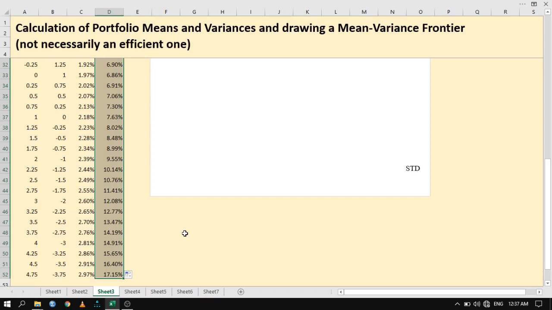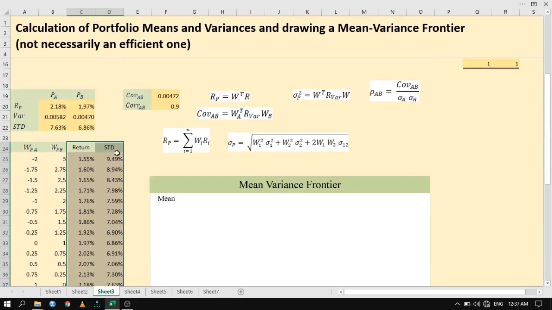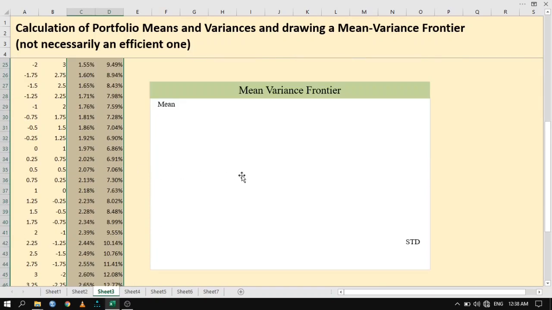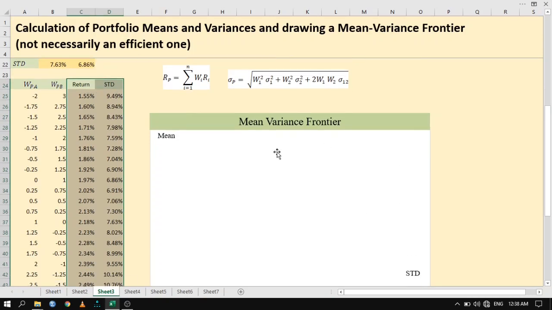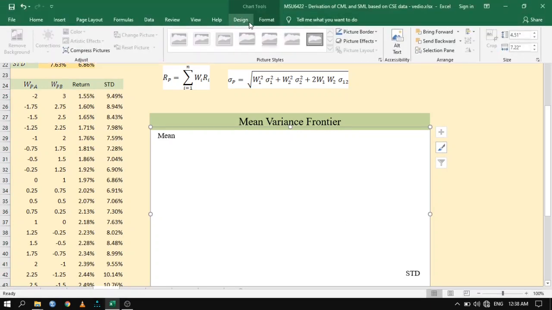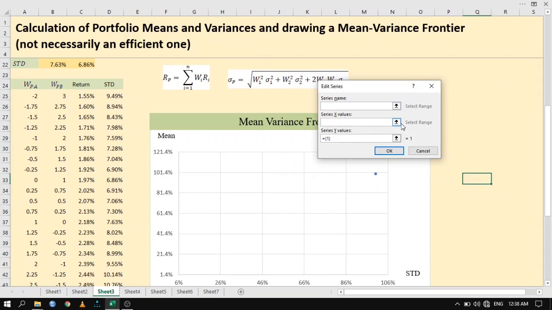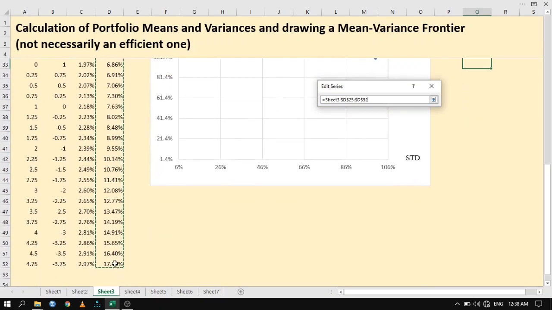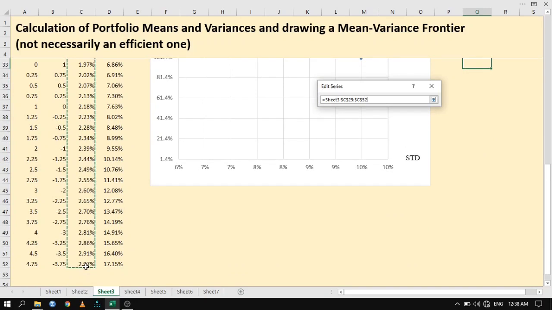Now we have these return and standard deviation characteristics of these portfolios, so that we can plot these values in a graph, for example an XY graph. So that's exactly what I'm going to do here. I'm going to plot these mean values and standard deviation values in this graph. So let me go to design and select data. I'm going to add a data series. The x-axis should be standard deviations and the y-axis is the returns of the portfolio.